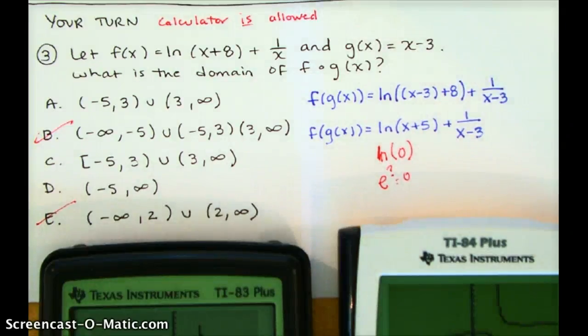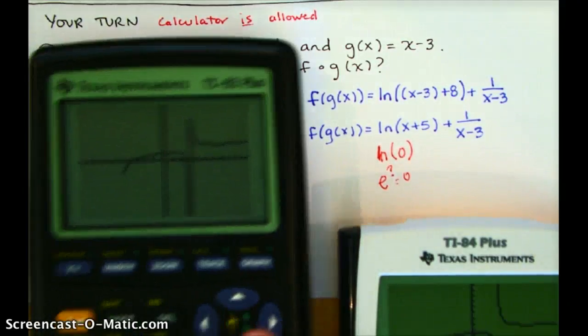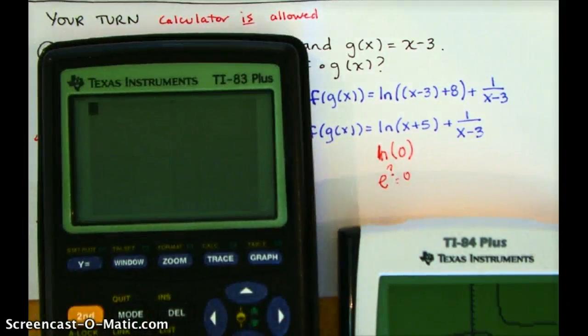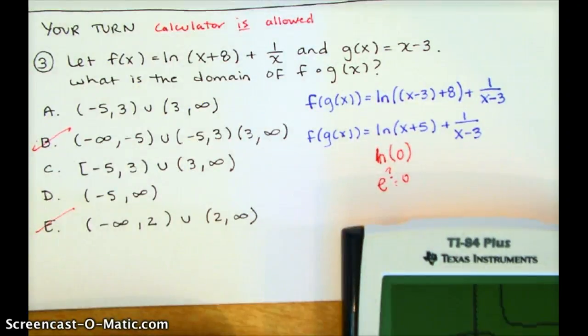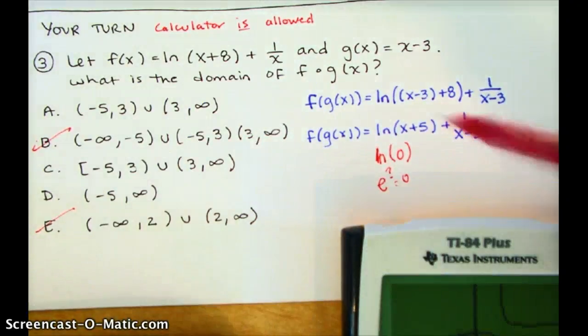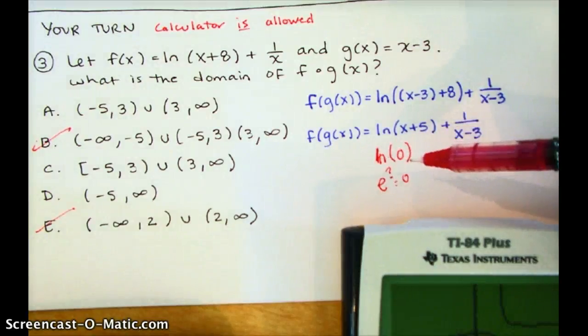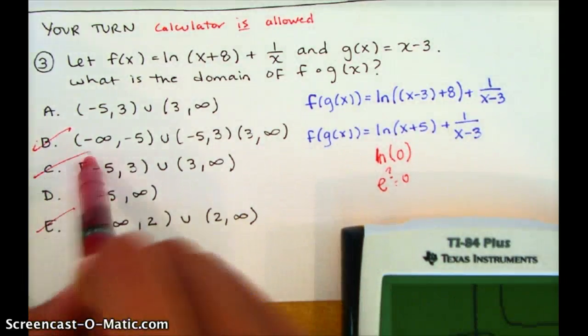Another way you could see this, since you do have a calculator in front of you, is if you quit out of the graph mode and try to do the natural log of 0, your calculator tells you, oh, there's a domain problem. It's going to be an error every single time. So -5 is not in the domain because this does not exist, which means that I can rule out C.